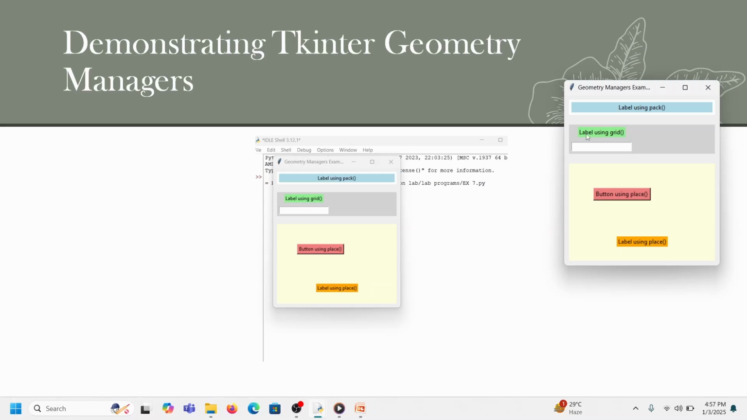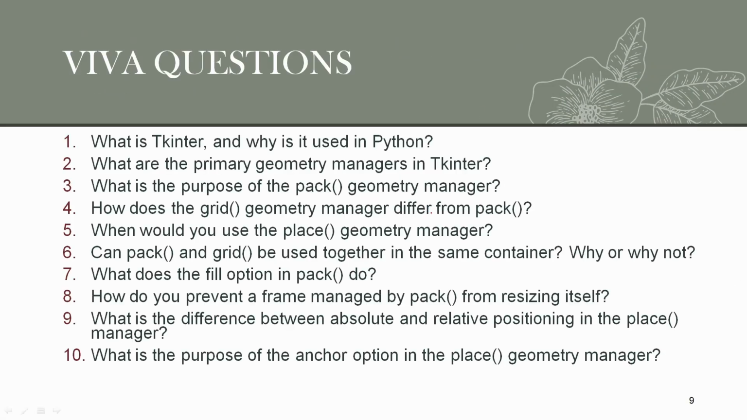So like that, these are the Viva questions for this topic. What is tkinter, how and why is it used in Python? What are the primary geometric managers in tkinter? What is pack(), grid(), place()? So these are the basic Viva questions.